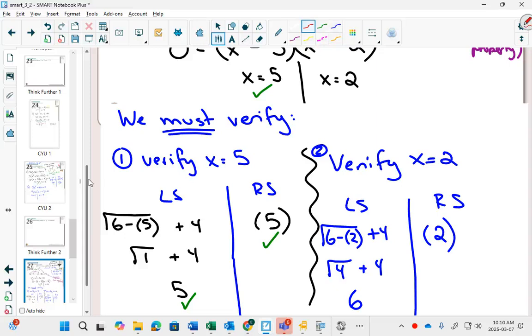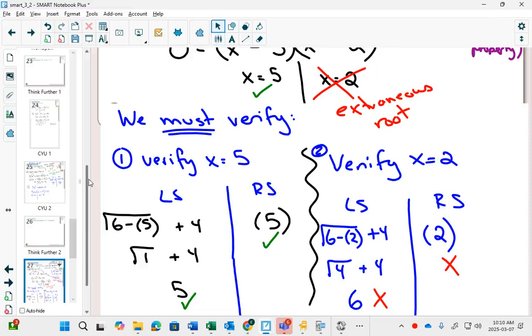This is what we call an extraneous root. Everything we did made it appear like it should work. We did a whole bunch of math, and we got x equals 2 as an answer, but when we checked it, it did not work. So the only answer is x equals 5.